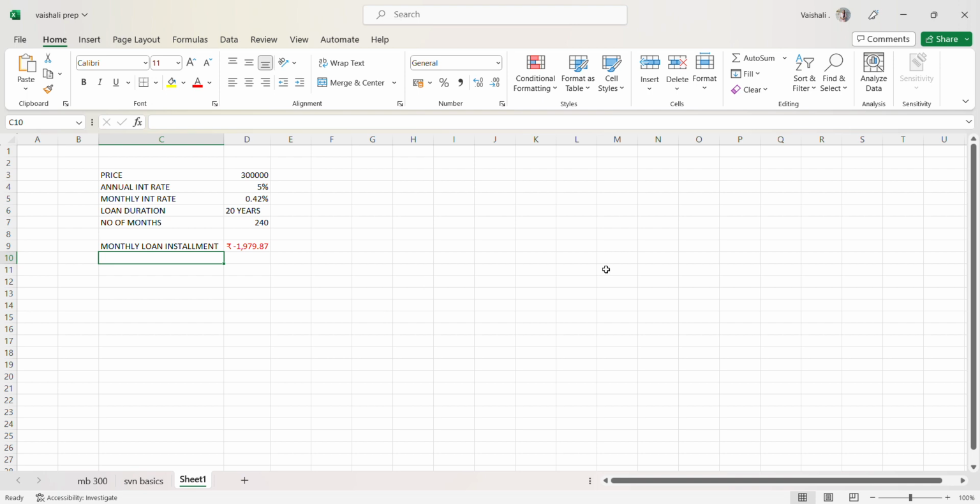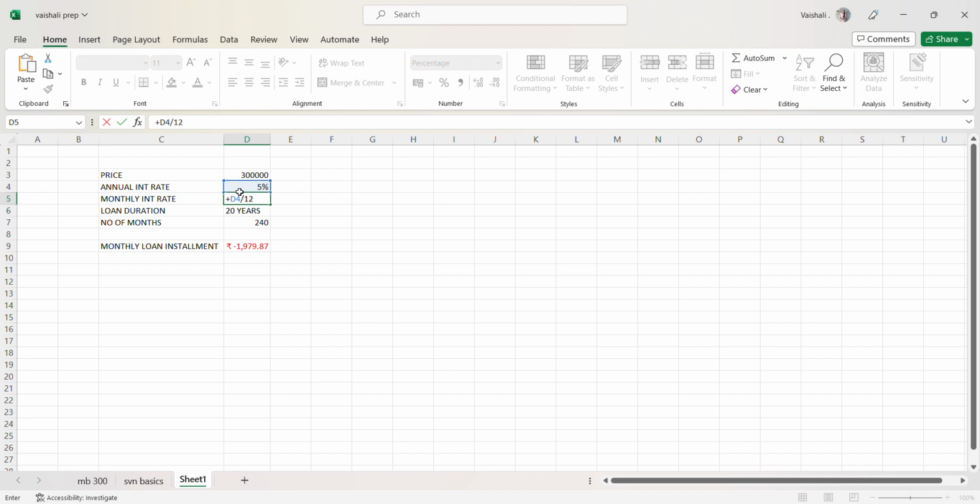Let's learn how to calculate the monthly loan installment by the use of an Excel formula. For this, we need to know the price of the loan. Then we need the annual interest rate. Then we will calculate the monthly interest rate, which means 5 divided by 12, the number of months.